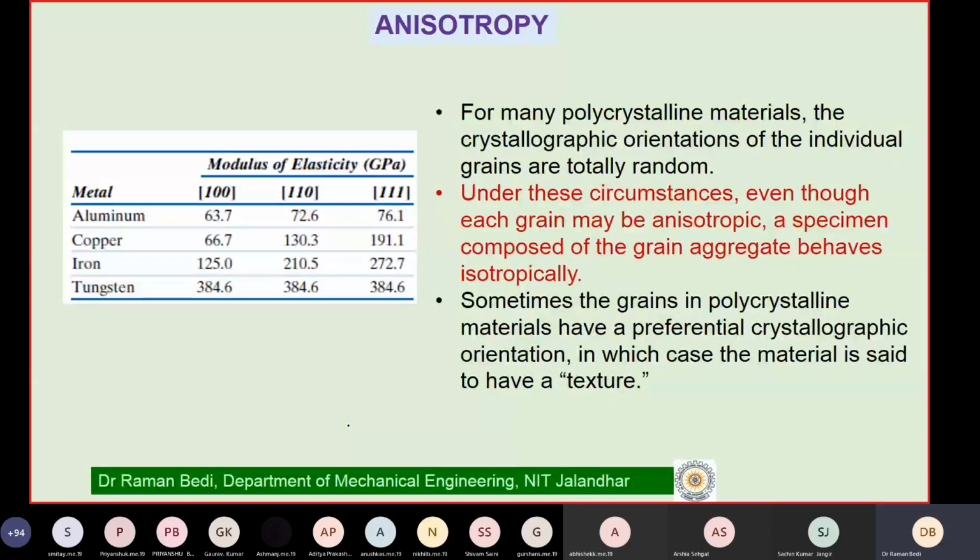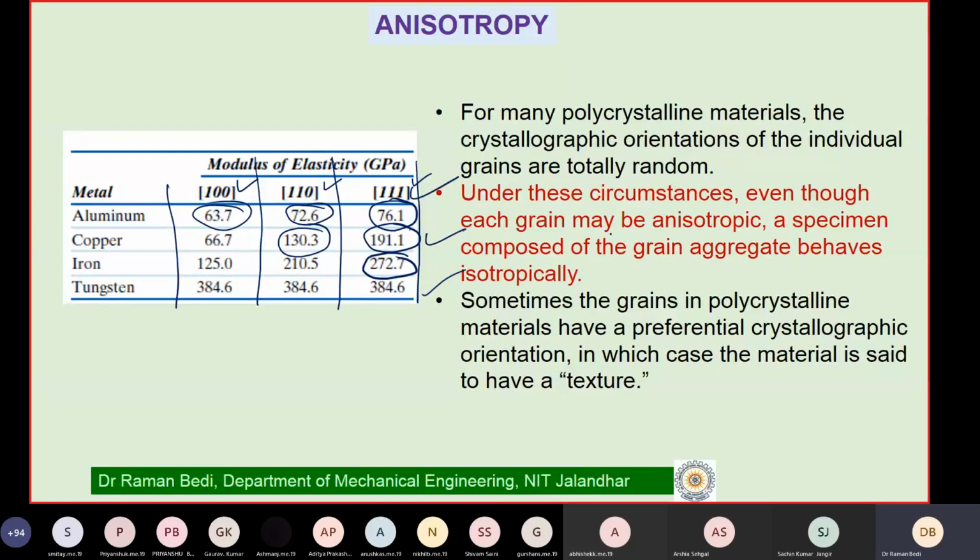Okay, and this is some data which tells us about the values in different directions. These are actual data. For aluminium, copper, tungsten, and iron, the measured values of the modulus of elasticity along the 100, 110, and 111 directions are shown here. We find they are very different. The highest ones are observed along the 111 direction here. Then you have the 110. Then you have the 100. So we find the variation is there.